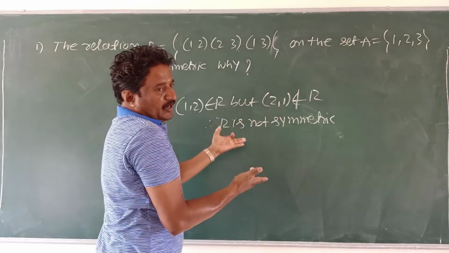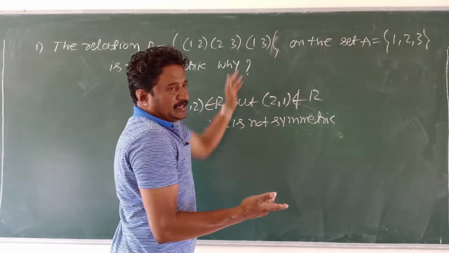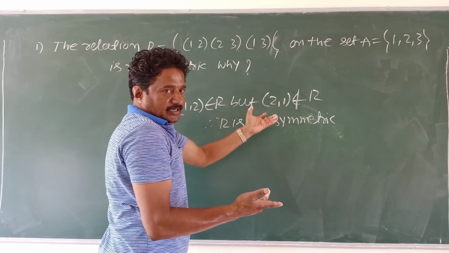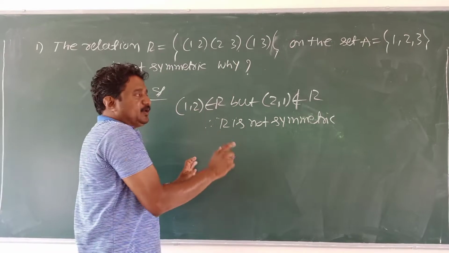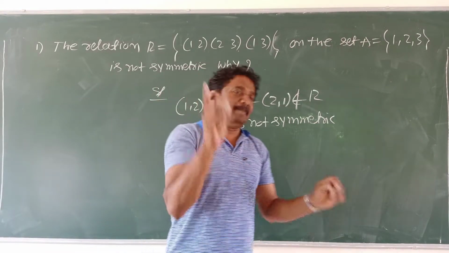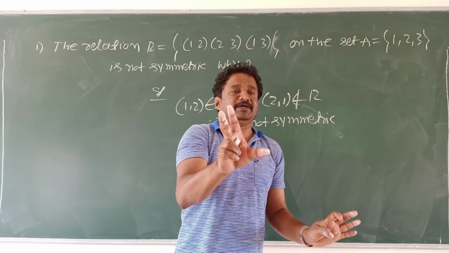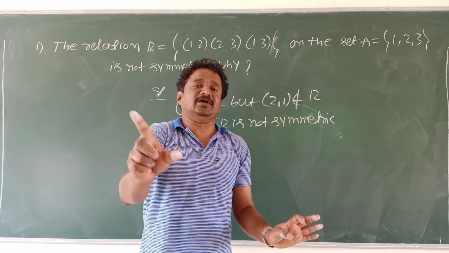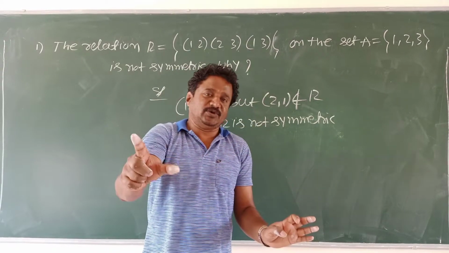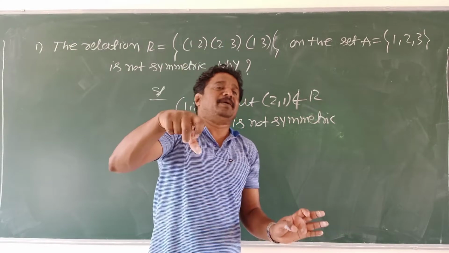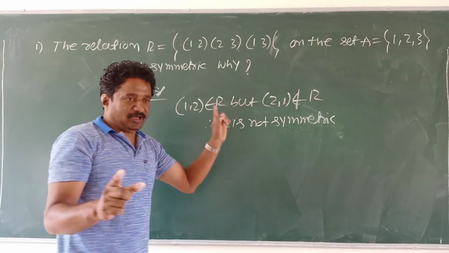You can give other examples also. We have two more failed subjects: (2,3) is present, (3,2) is not present; (1,3) is present, (3,1) is not present. It is enough if we give any one example, because failing in one subject means completely failed. To say it is not symmetric, not reflexive, or not transitive, you pick one failed subject and show that. It is enough. I hope you understood. One more question, friends.